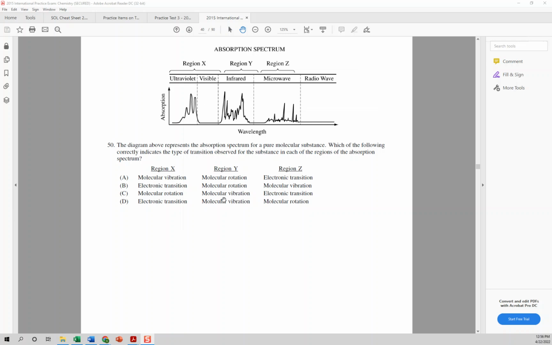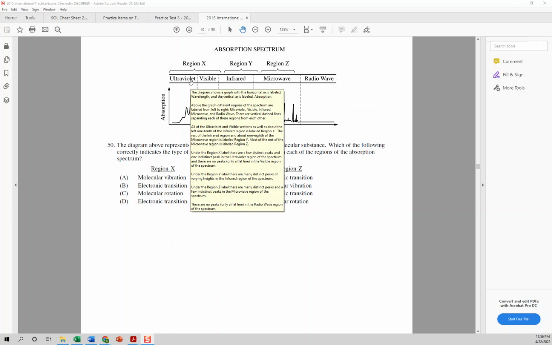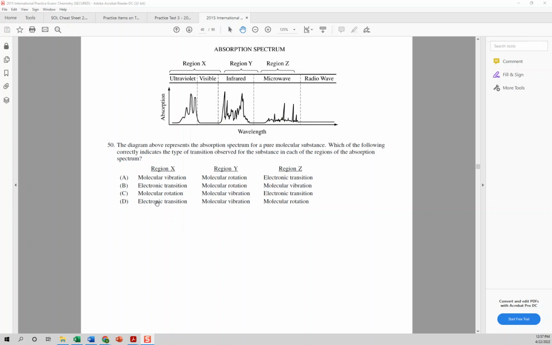And so the three things we're looking at is making a molecule vibrate more, making a molecule rotate, so just kind of rotate in space, and making an electron jump from a lower energy level to a higher energy level. Okay? So the thing that takes the most energy out of those three things is electron transition. Okay, so I know region X, the higher energy light, is being absorbed by electrons. That's electron transition. So it's either D or B. Okay, so I can cancel out A, I can cancel out C.